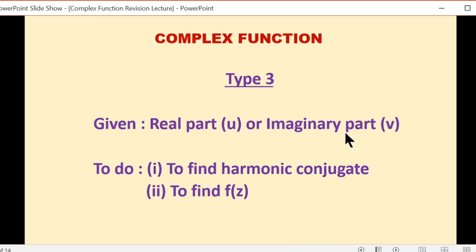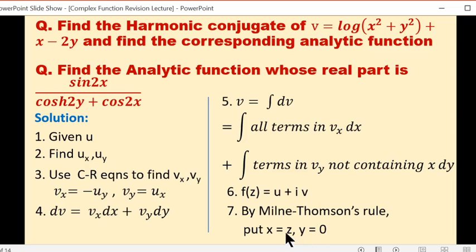If v is given, we find its harmonic conjugate u, and then again we substitute that in f of z equal to u plus iv. So this is how we can find out the harmonic conjugate and the analytic function. The questions of this type were like this: find the harmonic conjugate of v and find the corresponding analytic function. So here they have asked you to find both the harmonic conjugate and the analytic function.